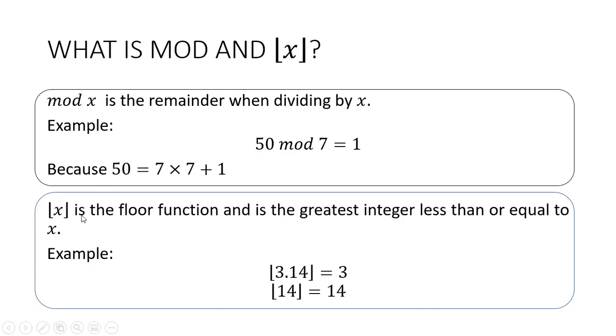And the floor function operator is the greatest integer less than or equal to x. So for example, if I apply the floor function operator to 3.14, that will be 3. And if I apply this function to a whole number like 14, that will be the same number, 14.